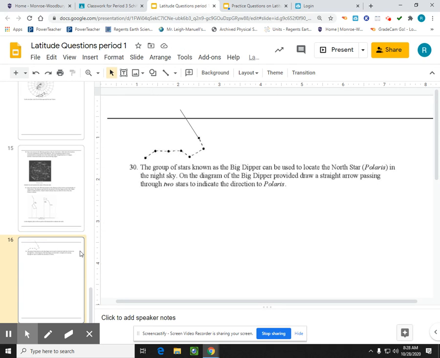Okay, that concludes our work on latitude. Let's get to longitude.